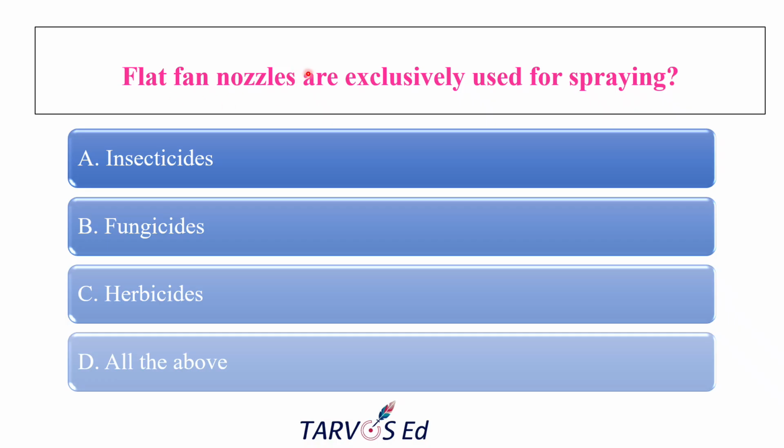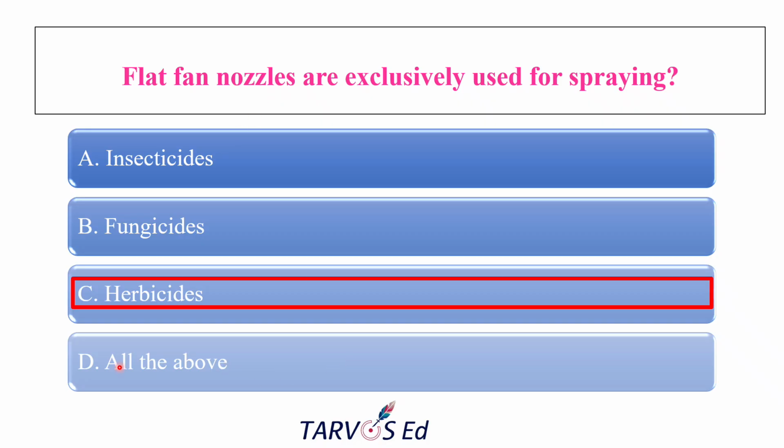Okay, so the nozzle types are different. For each nozzle, there will be a specification given. Some of the nozzles are meant to spray insecticides, and some of the nozzles are for fungicides, like that. There will be different types. So here the question is asked, flat fan nozzle is exclusively used for which spraying? And the correct answer is herbicides.